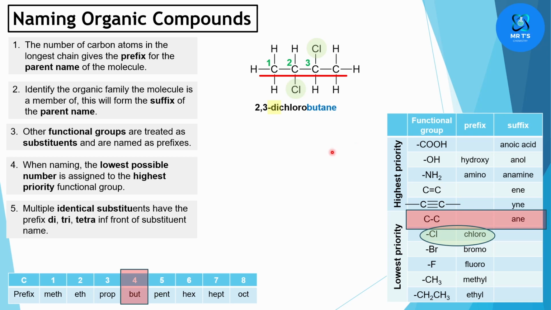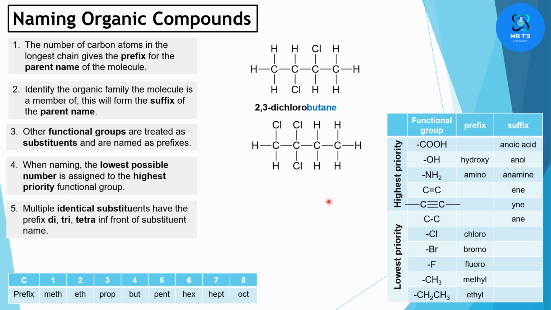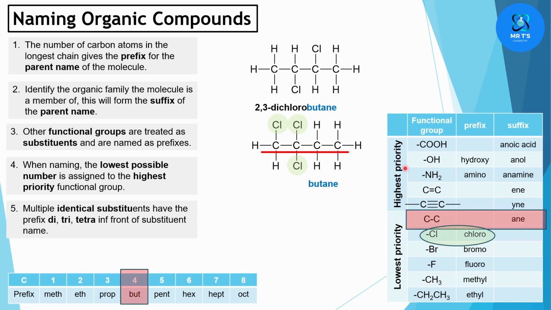Let's have a look at the next molecule that we have here. In this molecule, we can see it's also going to have 4 carbons. It is a butane as well. It's got 3 chlorine functional group substituents, and it's going to have the parent butane again. But because it has 3 chlorine substituents, instead of writing di, now we're going to write tri for 3.